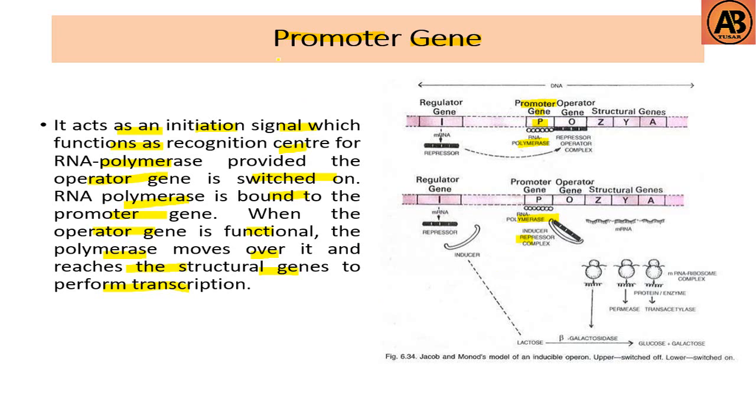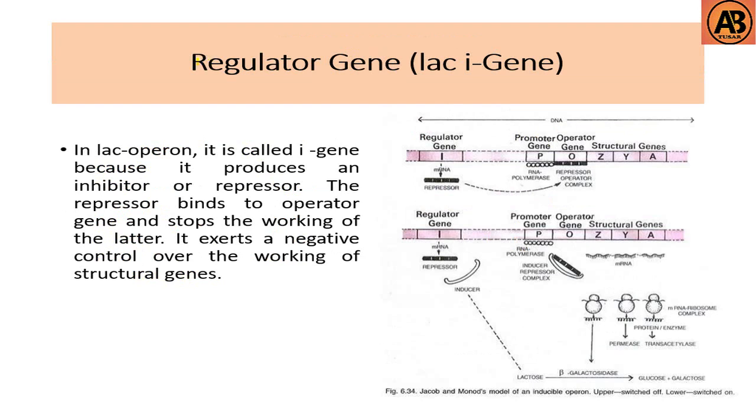Then the next part is regulator gene or lac I gene. Here we can see the regulator gene, where I indicates the regulator gene. In Lac Operon, it is called I gene because it produces an inhibitor or repressor. That means regulator gene produces inhibitor or repressor. The repressor binds to operator gene and stops the working of the latter. It exerts a negative control over the working of structural genes.